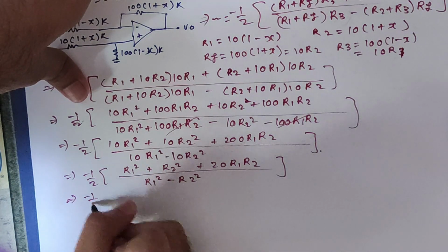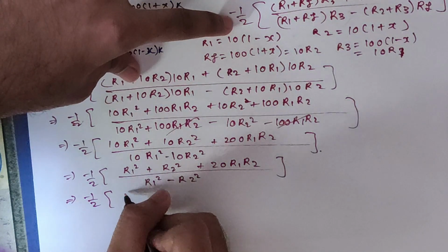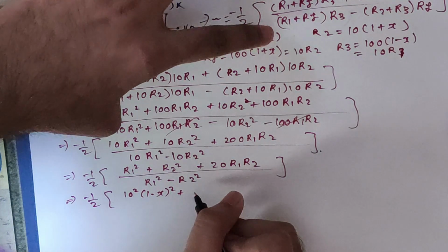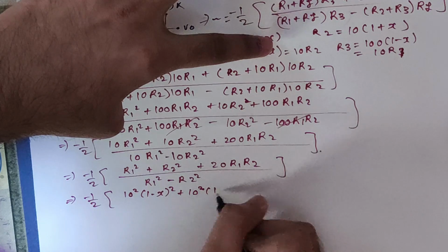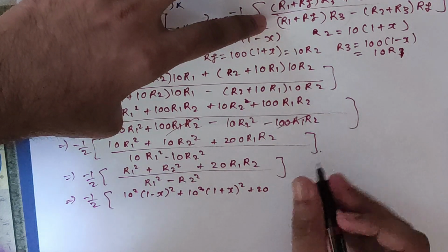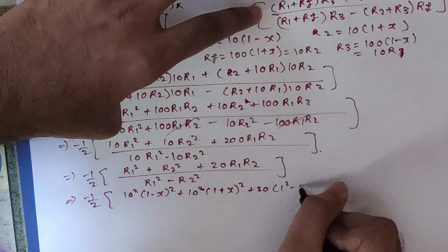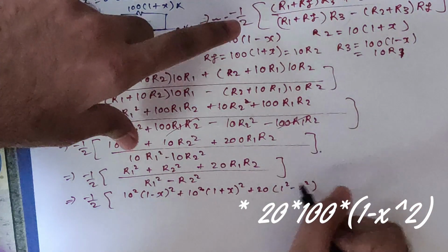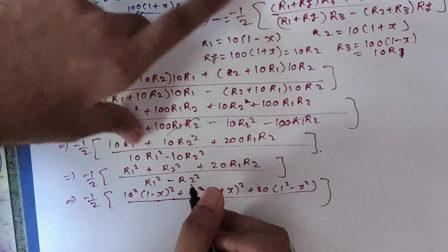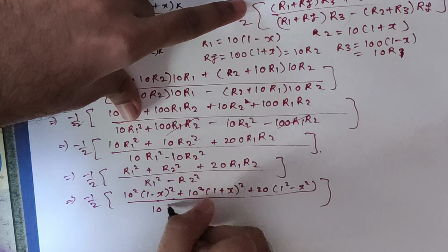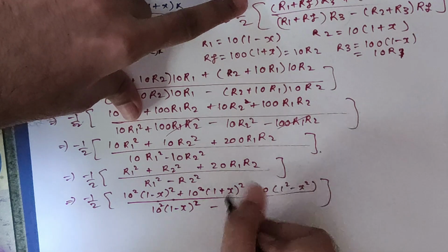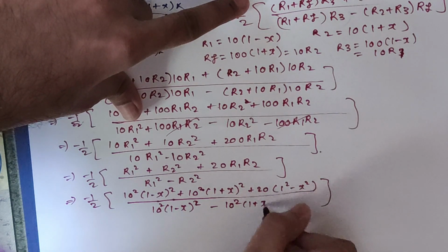So what I will get is minus 1 by 2, R1 square, so basically 10 square (1 minus x) the whole square, plus here I will get 10 square (1 plus x) the whole square, plus 20 (1 minus x)(1 plus x), so basically 1 square minus x square, right? (A minus B)(A plus B) is basically A square minus B square. Okay, here R1 square minus R2 square, so basically 10 (1 minus x) in square, minus R2 square, so basically 10 square (1 plus x) square.